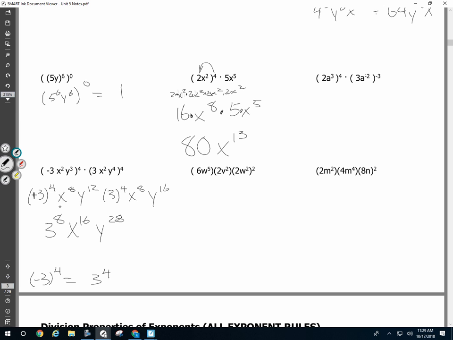Wouldn't we do 3 times 3, like to combine them? Well, would I? 3 to the fourth is 3, 3, 3, 3. And then 3 to the fourth is 3, 3, 3, 3. Is that the same as 9 to the fourth? It doesn't look like it. It looks like it's just 8 3s being multiplied together.